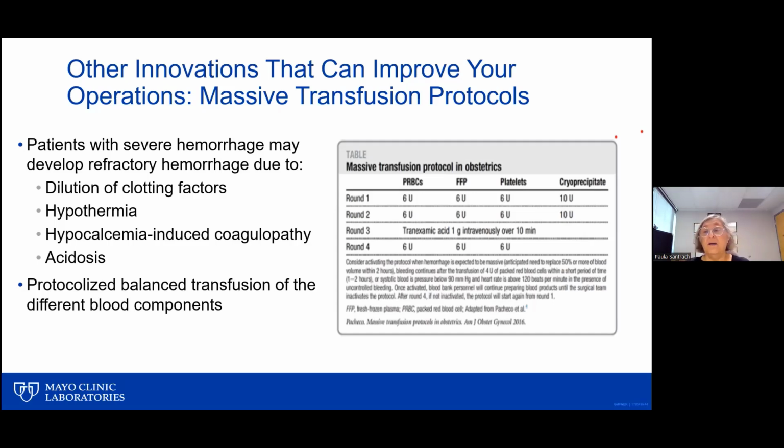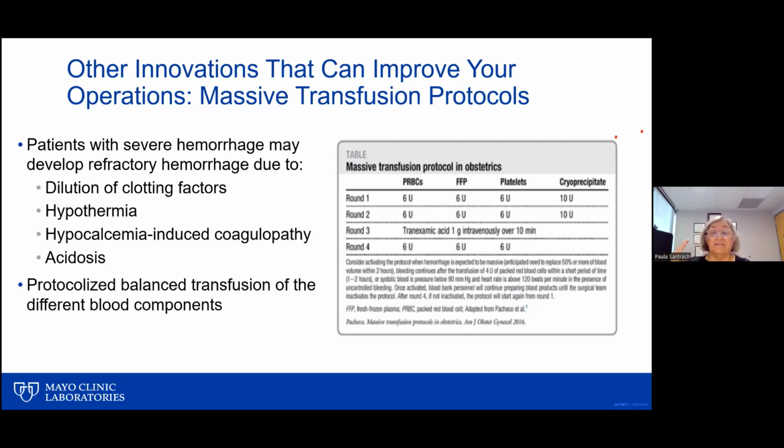And the table on the right gives you a sense of it. They do it in rounds. They declare a massive transfusion protocol. The blood bank then knows how much blood to give them. They will have worked that out ahead of time. It's a protocol, so they'll send all those units. And then the first round of transfusion, the patient will get 6 red cells, 6 FFP, 6 platelets, and 10 units of cryo. Then if they need to continue transfusing, they do round 2.